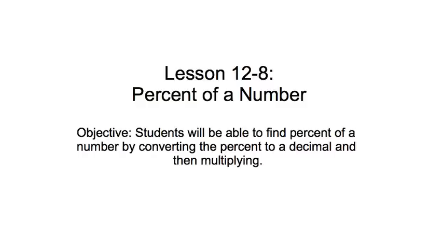This is a lesson on finding percent of a number, and the objective today is for you, the student, to be able to find percent of a number, and we're going to be doing that by, number one, converting the percent to a decimal and then multiplying. So there's kind of a step-by-step process involved here, and none of the steps are really that hard. It's just that you have to remember which steps to do.